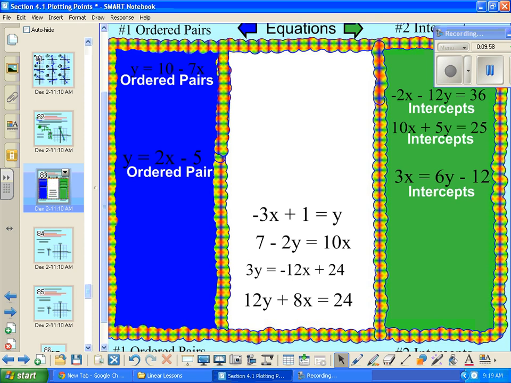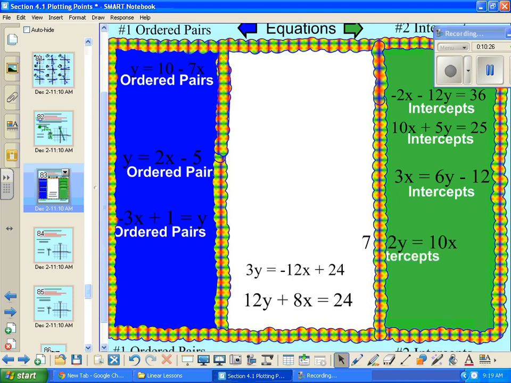Then next one, number 6. It's just kind of a little bit of a tricky one just because the x is on this side and the y is on the right side. But really this equation is still solved for y. Y is by itself. So this one I would also say is still an ordered pairs method problem. That one I would still say is the easiest way to graph that equation. 7 minus 2y equals 10x. This one also would just take one step to set this up for intercepts method. I would just add 2y to both sides. So I'd say this one's probably better suited for intercepts method.